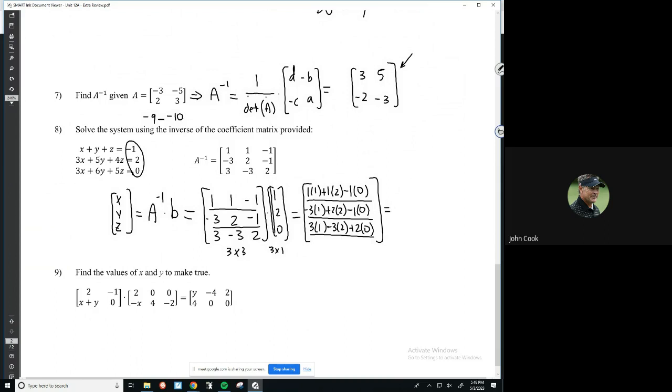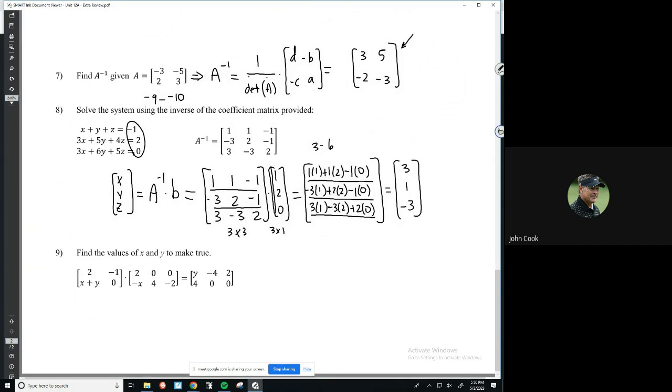All right, let's see what we end up with. So that'll be 1 plus 2 plus 0, so 3. And then I've got negative 3 plus 4 plus 0, which would be a positive 1. And then I've got 3 minus 6 plus 0, which is negative 3. So that's the solution for x, y, and z.